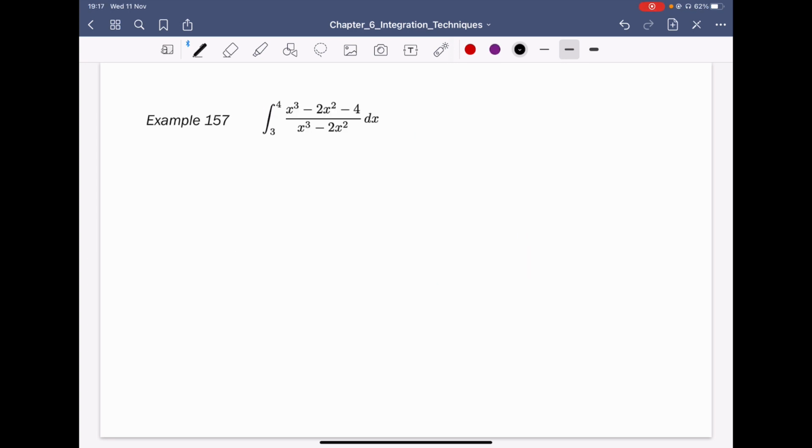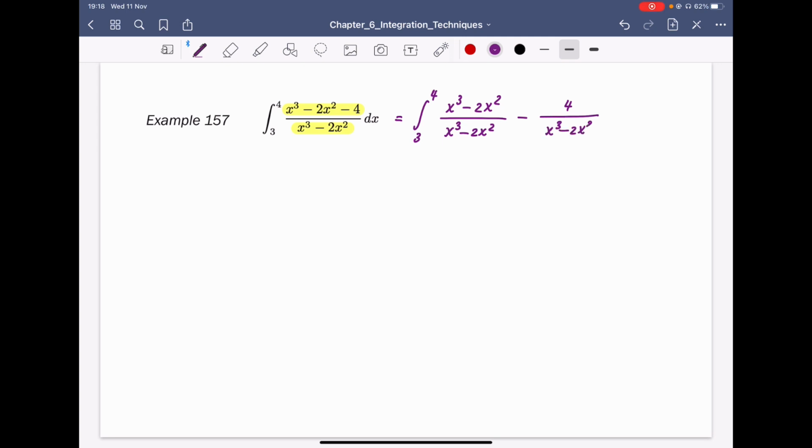Example 157, we have improper rational functions. You can see that in the integrand here, we have a rational function for which the degree on the top is equal to 3 and the degree on the bottom is equal to 3. So first of all, I am going to simplify it to the integral from 3 to 4 of x cubed minus 2x squared over x cubed minus 2x squared. And then I split the number 4 into the next term.